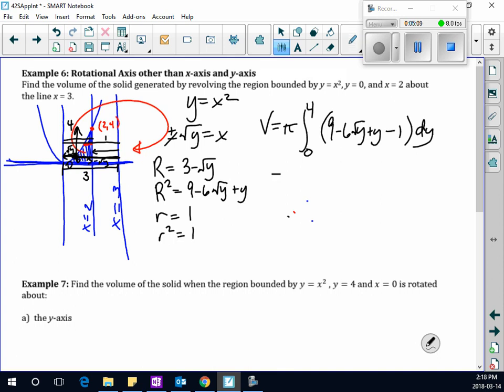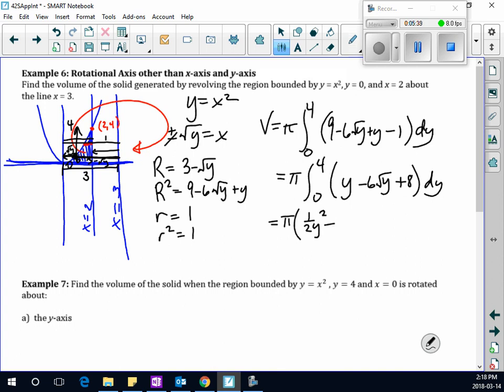So this is pi, and I'm going to simplify this actually before. So this is going to be pi, integral from 0 to 4 of y minus 6 square root y plus 8 dy. So this is going to be 1/2 y squared minus, if I add 1 to a half, I get 3 over 2. So this is y to the power 3 over 2.